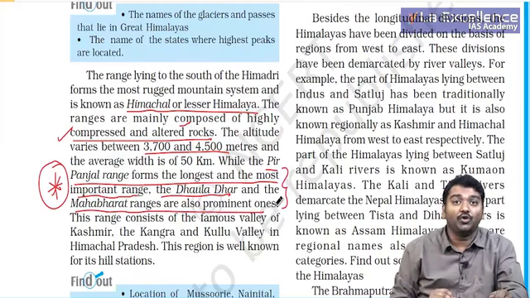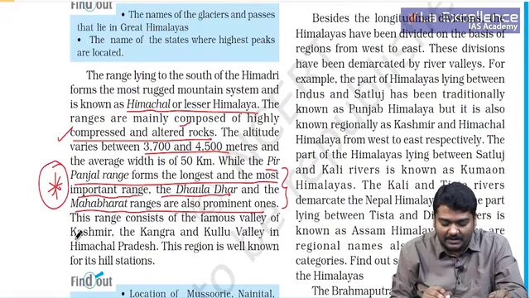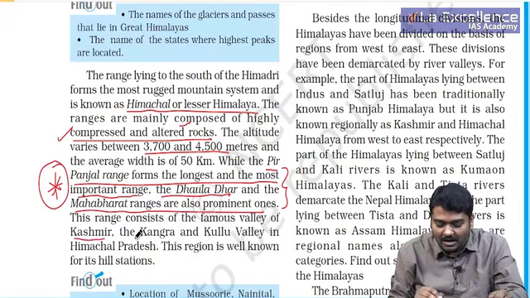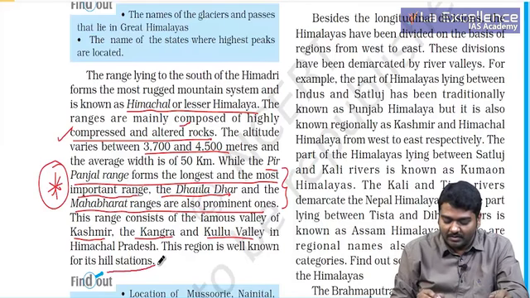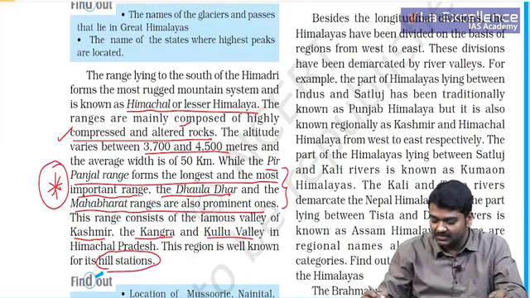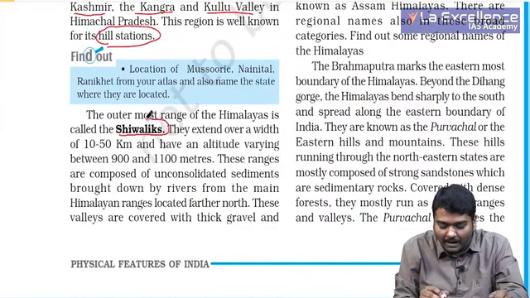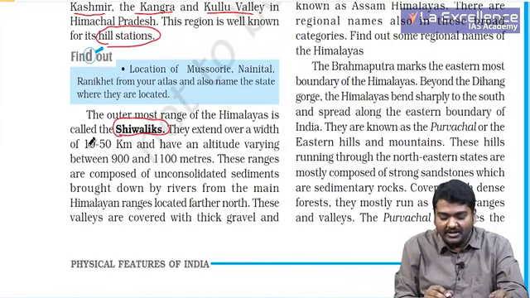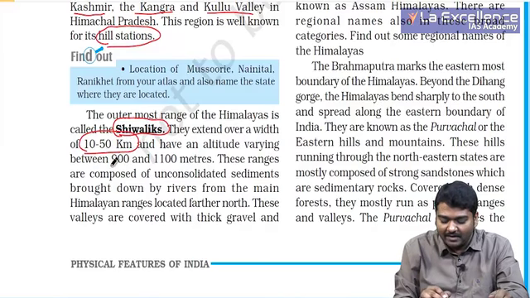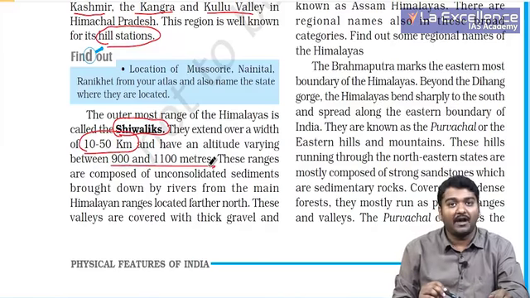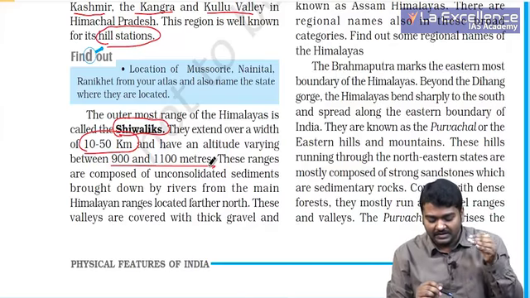I want you to locate them. This range consists of famous valleys: the Kashmir Valley is present, the Kangra Valley, the Kullu Valley, and it is also famous for its hill stations. Then we observe the outermost part called the Shivaliks. The width is only 10 to 50 kilometers and they have an altitude of 900 to 1100 meters. You can see the height is reducing and the width is also reducing.